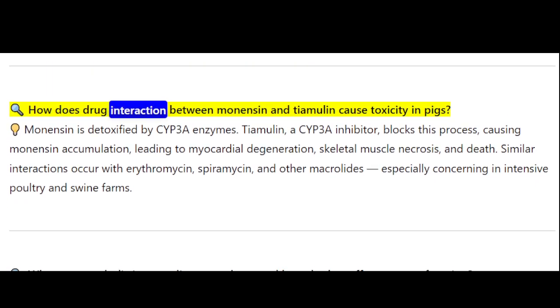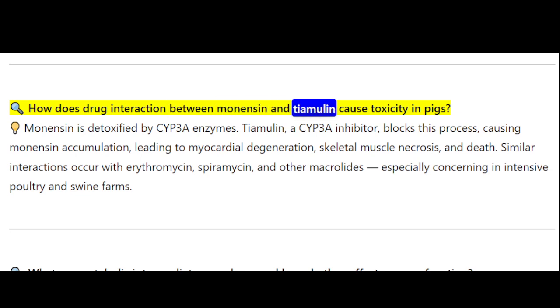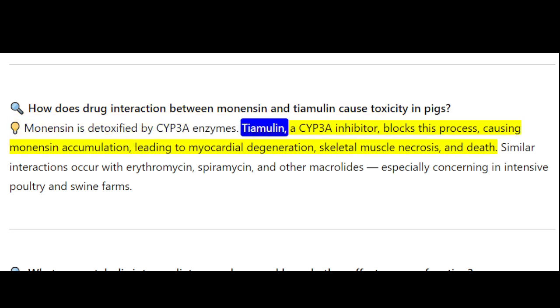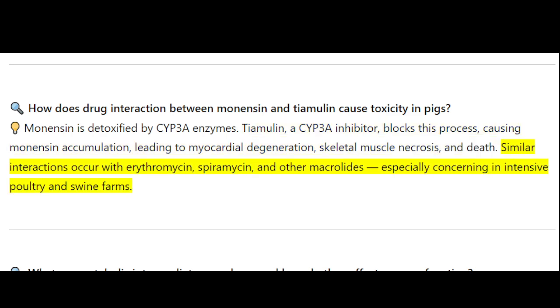How does drug interaction between monensin and tiamulin cause toxicity in pigs? Monensin is detoxified by CYP3A enzymes. Tiamulin, a CYP3A inhibitor, blocks this process, causing monensin accumulation, leading to myocardial degeneration, skeletal muscle necrosis, and death. Similar interactions occur with erythromycin, spiramycin, and other macrolides, especially concerning in intensive poultry and swine farms.